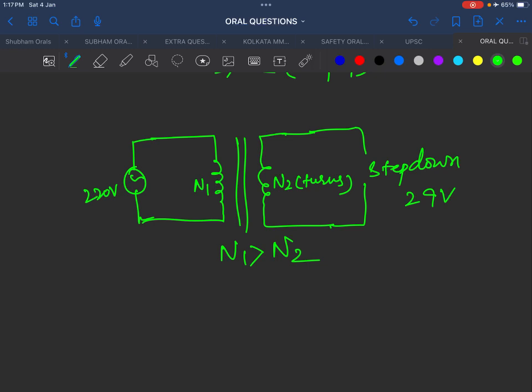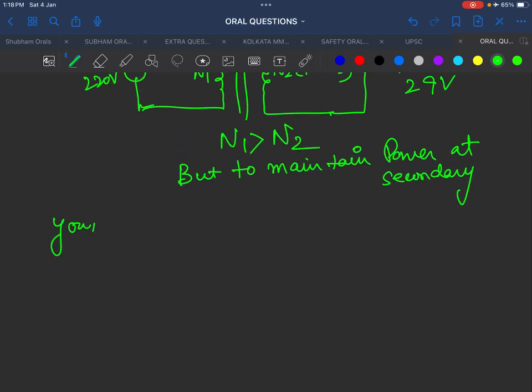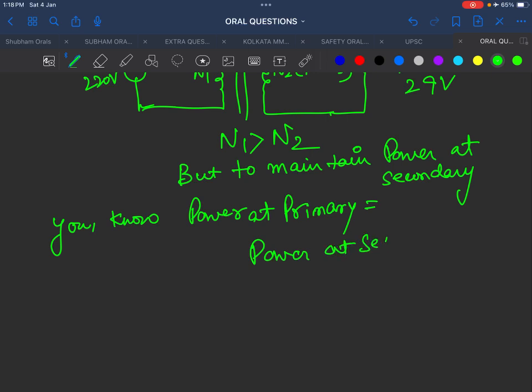In this case, what is going on here? So here there is nothing. When you step down, voltage will reduce. But to maintain power at the secondary, you know, power at primary equal to power at secondary.